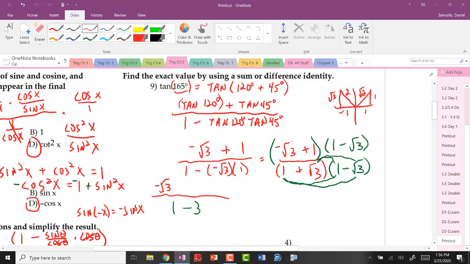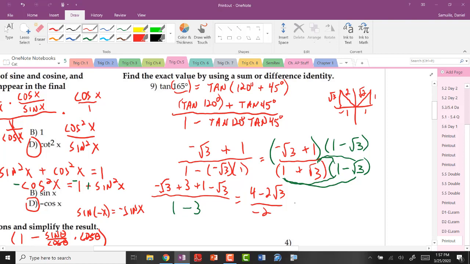Hard to write on this. And then negative root 3 times negative root 3 is a free positive 3. Negative times a negative. And then 1 times 1 is 1. And then 1 times negative root 3 is another negative root 3. So those don't cancel. What you end up with is 4 minus 2 of these root 3's over a negative 2.